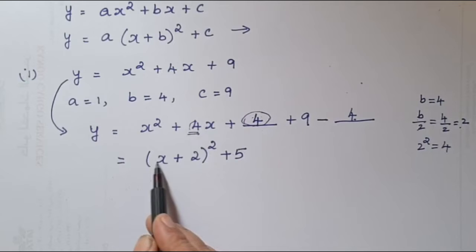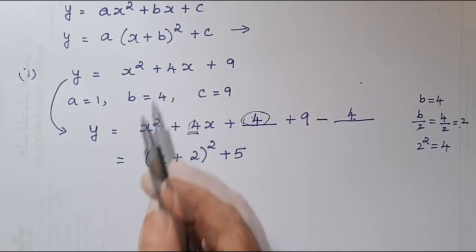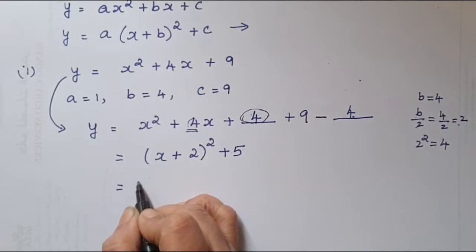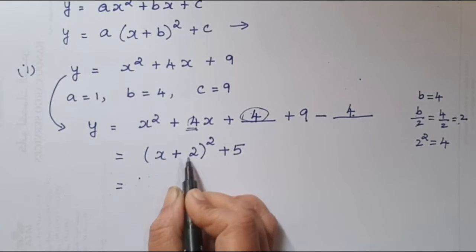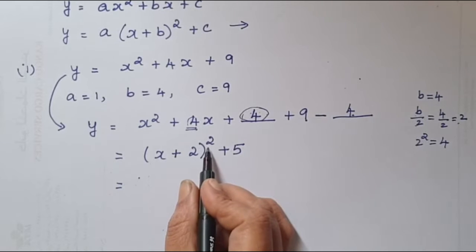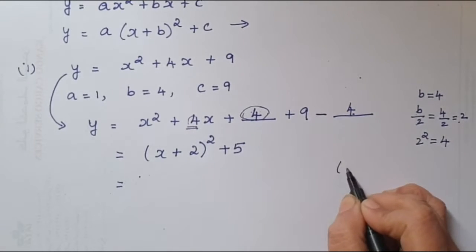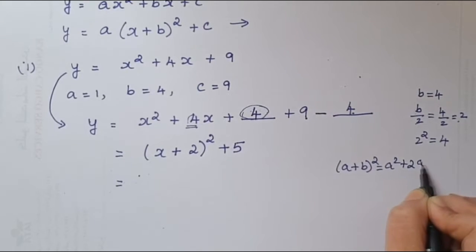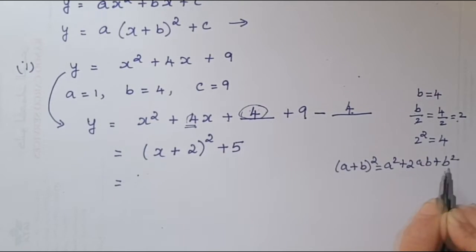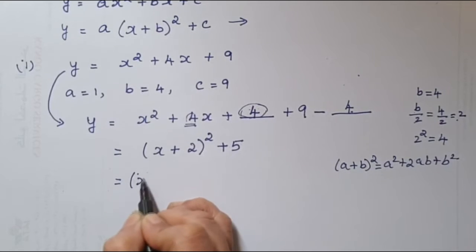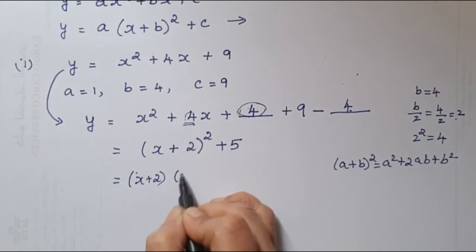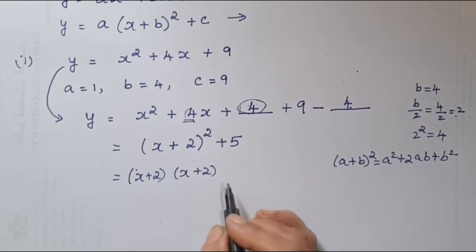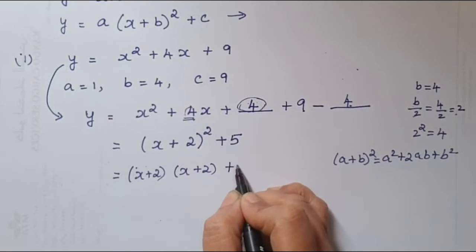Let us cross check whether, when we simplify this expansion, we'll get the original. So we'll go back and expand. If you want, you can use the formula: a plus b the whole squared equals a squared plus 2ab plus b squared. But I will expand this in a normal way, without any formula. So x plus 2 the whole squared can be written as x plus 2 multiplied by x plus 2, and this 5.